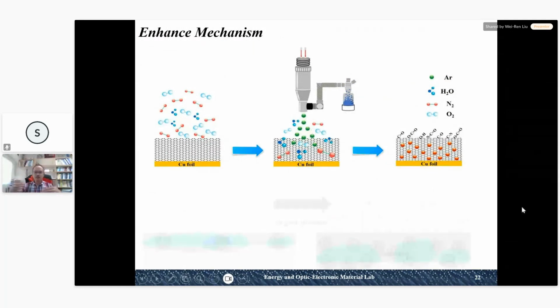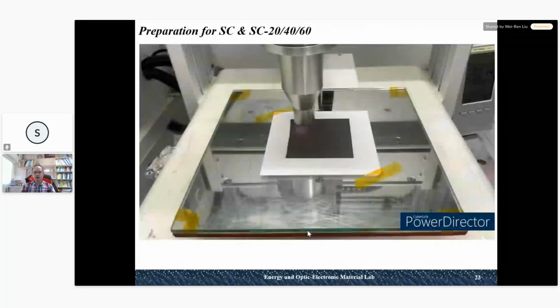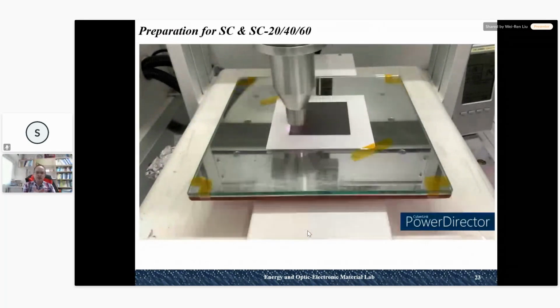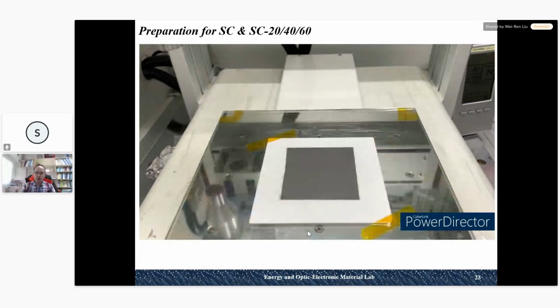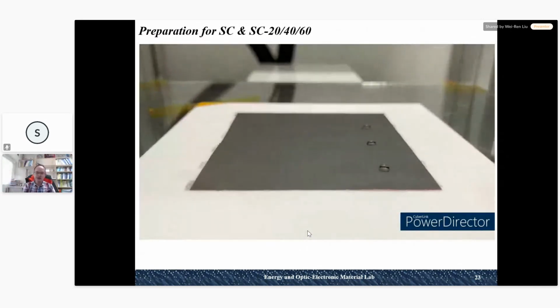So after the argon plasma treatment, it will be much easier for the liquid electrolyte to wet the carbon electrode, and it could enhance the kinetics of the lithium ion battery. Here, this video just shows that on the left hand side we use the argon plasma treatment, and the right hand side is the pristine soft carbon. You can see we just put the liquid on the surface. It's hydrophobic, and the left hand side is hydrophilic.